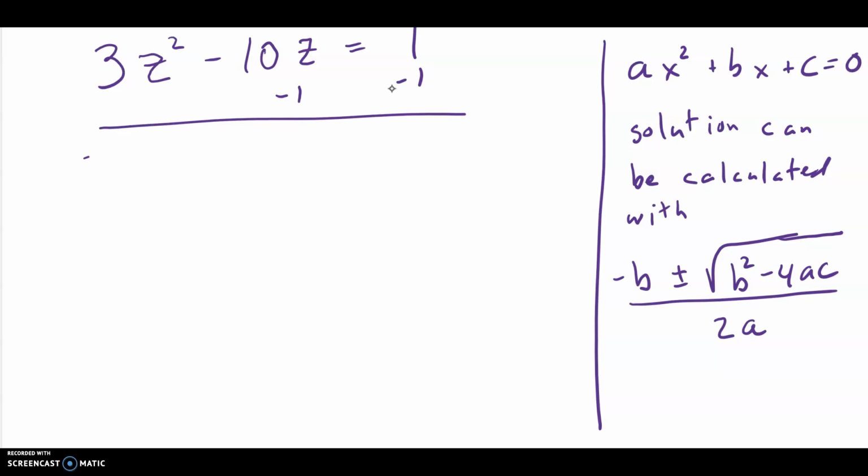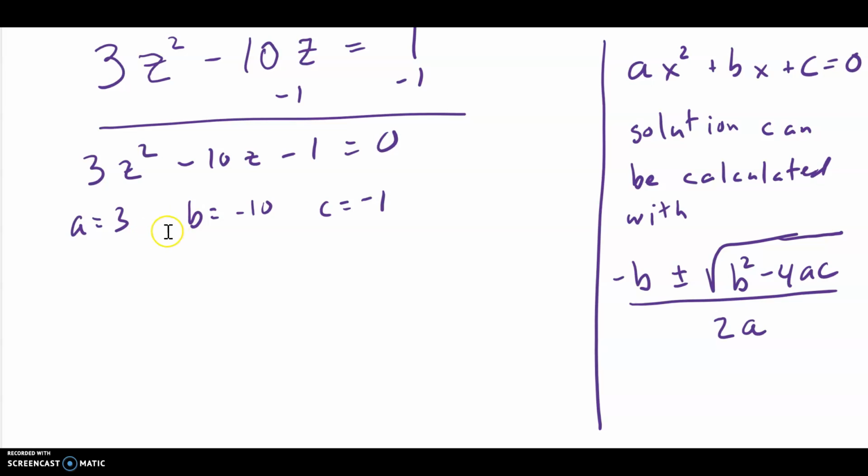And then I get 3z squared. And in the quadratic formula, it says x, but that's just a variable. The letter doesn't matter. So 3z squared minus 10z minus 1 equals 0. So now my a is 3, my b is negative 10, and my c is negative 1. And then from here, I just plug the numbers into the quadratic formula.